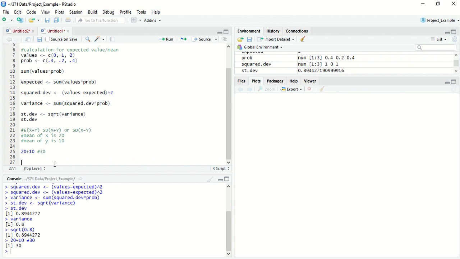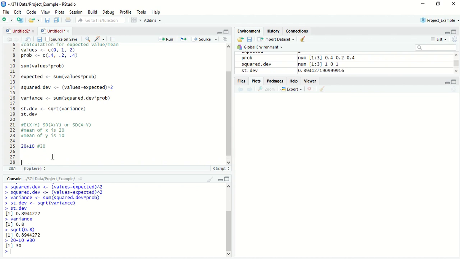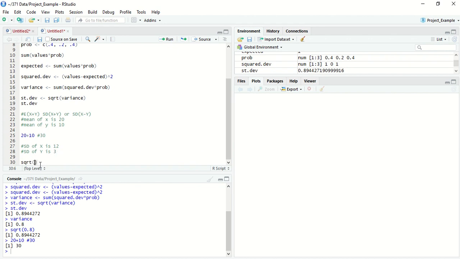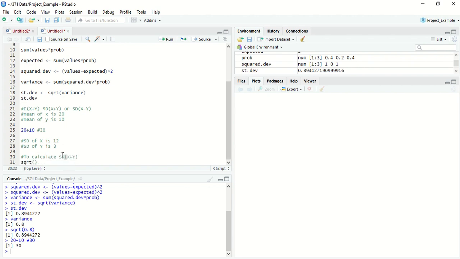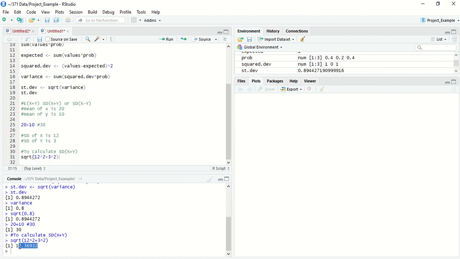To get the standard deviation, it's a bit more complicated. Square root of, let's say standard deviation of x is 12. Standard deviation of y is 3. To get the standard deviation of x plus y, we take the square root of 12 squared plus 3 squared. This is our standard deviation.